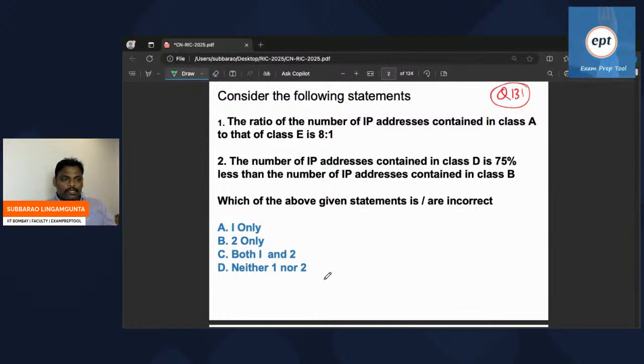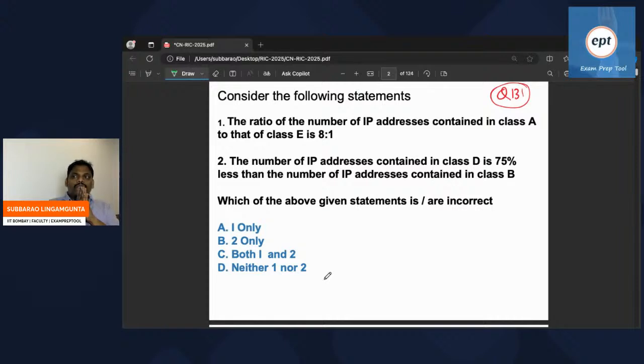Can you say what is the answer of this? Let's see how many people will give the answer. Anyone can give the answer, please check.